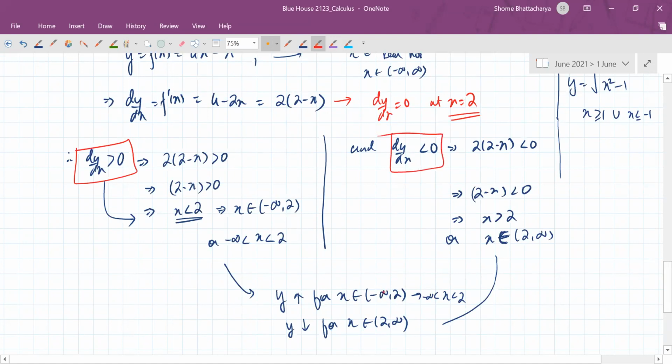Okay, sir, clear. Understood. So basically the graph will be something like this, where this will be the point 2. So at 2 it just about reaches that peak. Up to 2 it's increasing, and after 2 again it's decreasing.